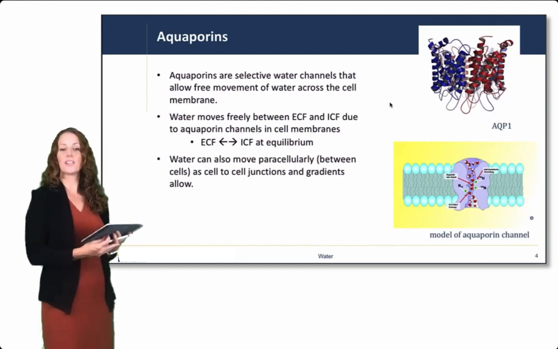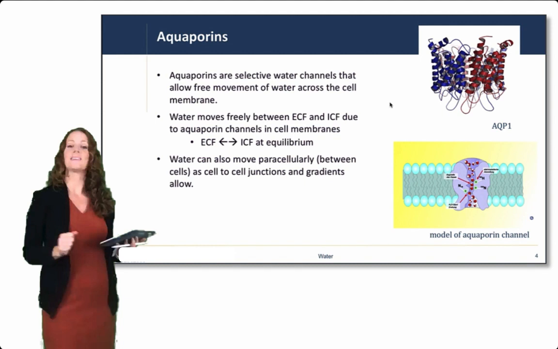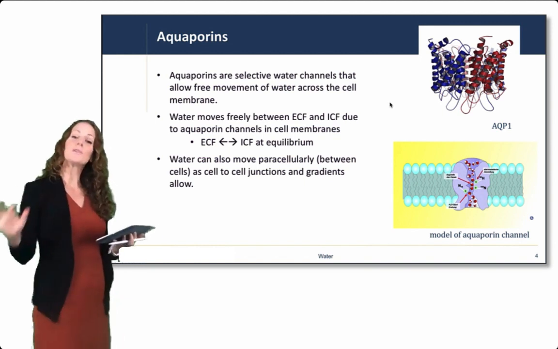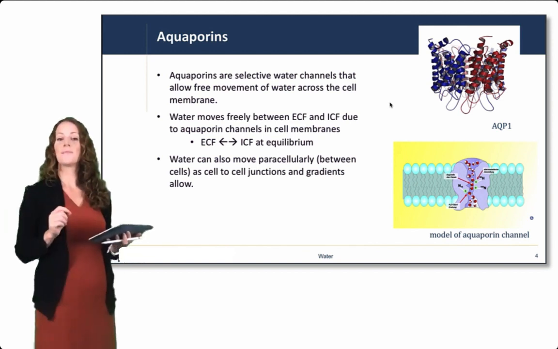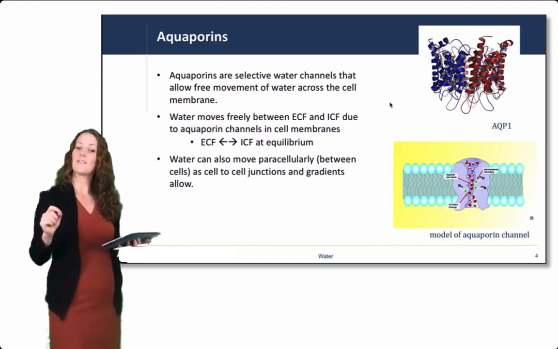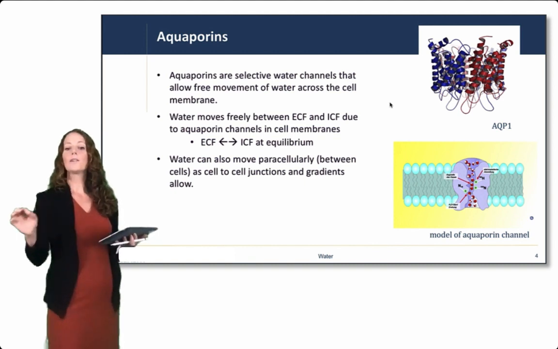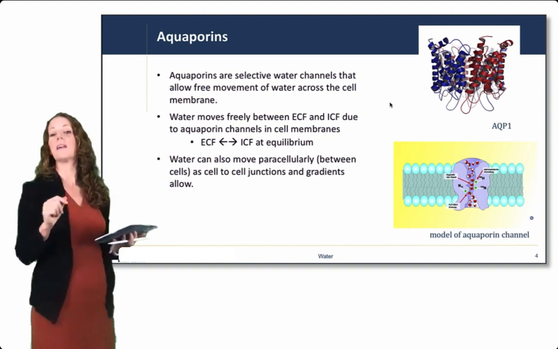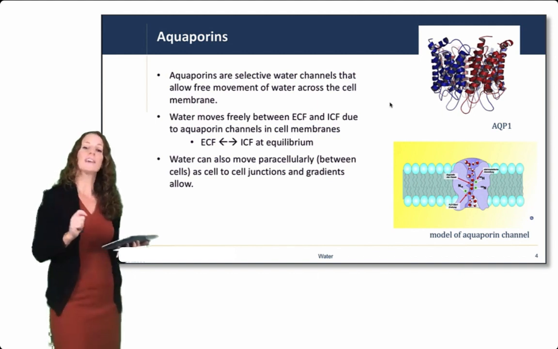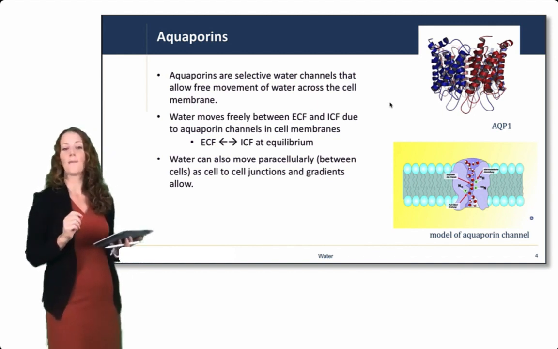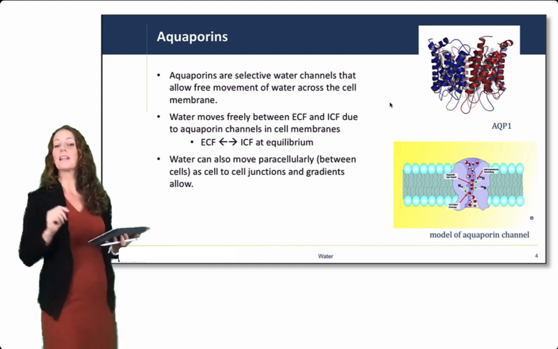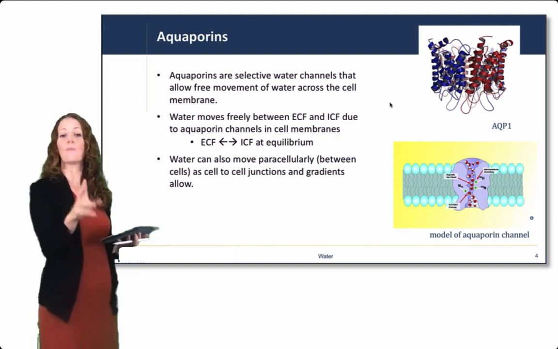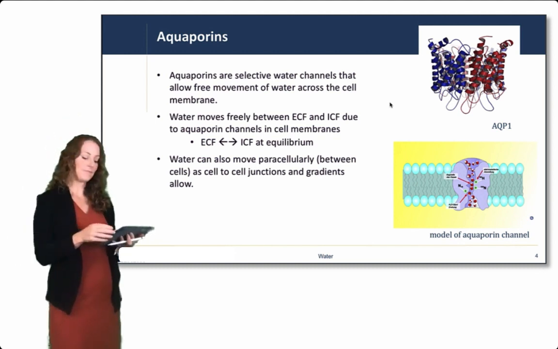Aquaporins are selective water channels that allow free movement of water across the cell membrane. Water moves freely between the ECF and the ICF due to aquaporin channels in the cell membrane. The ECF and the ICF, therefore, are at equilibrium. Water can also move paracellularly, or between cells, if the cell-to-cell junctions in that tissue allow, meaning that if there are tight junctions within that tissue, water may not be able to move between the cells. And the gradients also have to allow that distribution of water between the compartments.